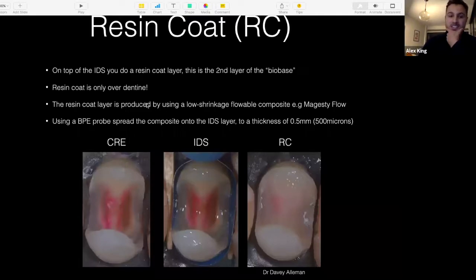All a resin coat is, is a layer of flowable, ideally a low shrinkage flowable composite like Majesty X. And what we do is we put the flowable composite onto only the dentine. Even though we've done the immediate dentine seal on the dentine and enamel, we put flowable composite on just the dentine area. And we spread it with a BP probe to ensure that the thickness is only 0.5 millimeters or 500 microns. And how we know this is because the ball of the BP, if we think back to dental school, is 0.5 mil. So as long as we've just submerged the ball into the resin coat, we know that it's the correct depth.